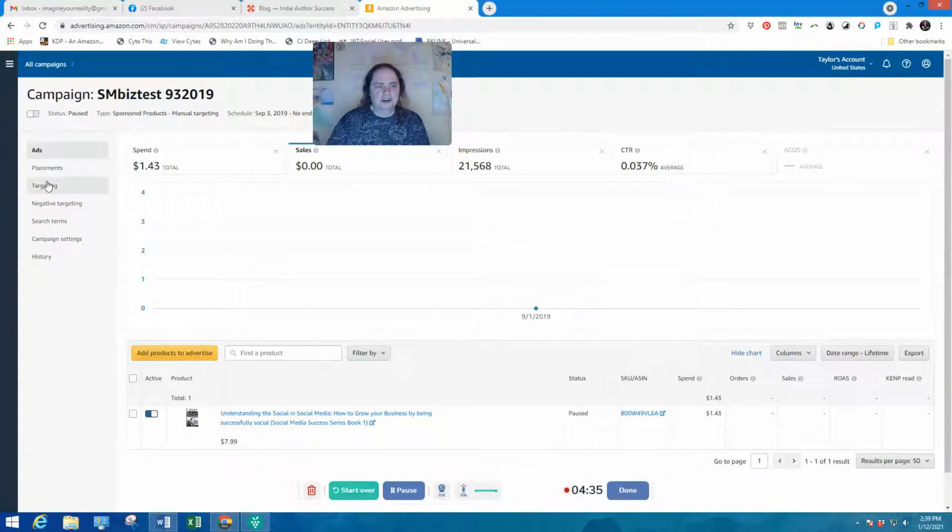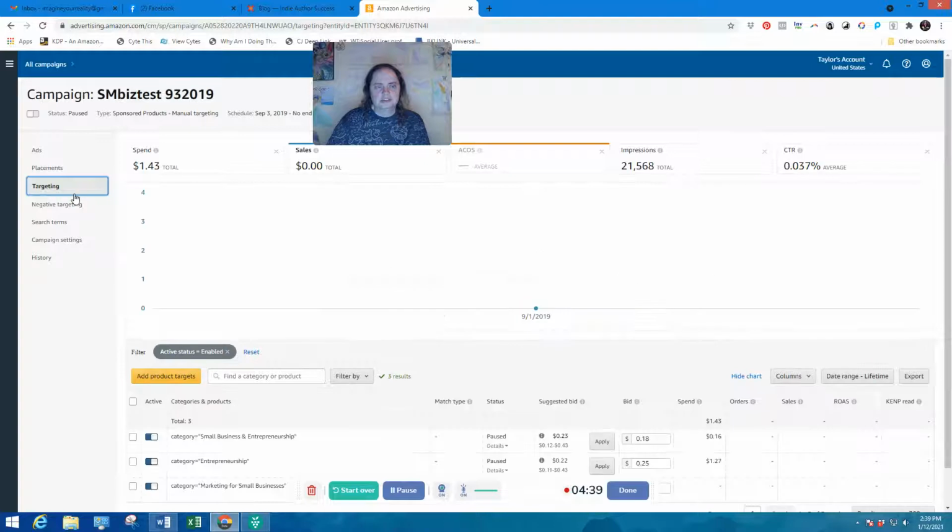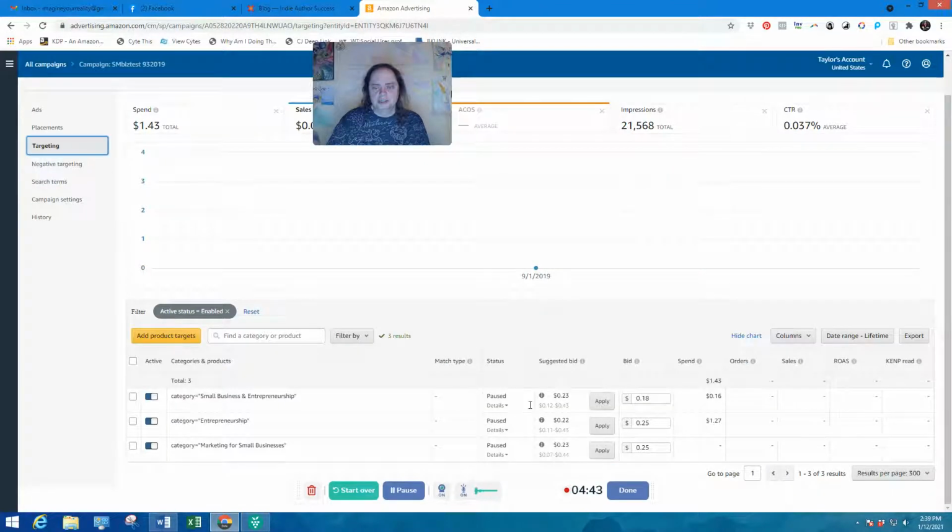Let's take a look at the targeting here real quick as well and just see. It was categories, yeah, and it just wasn't really running. I think I basically just came to the conclusion it wasn't going to be that successful.